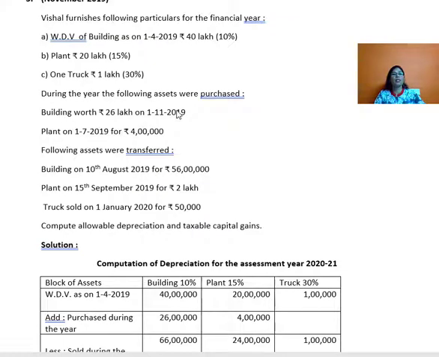Now this 26 lakh, this building is utilized for less than 180 days as it is in November. Following assets were transferred, building, plant and 1 truck is sold. So this is a repetition of a previous question paper. Similar question paper was asked earlier.